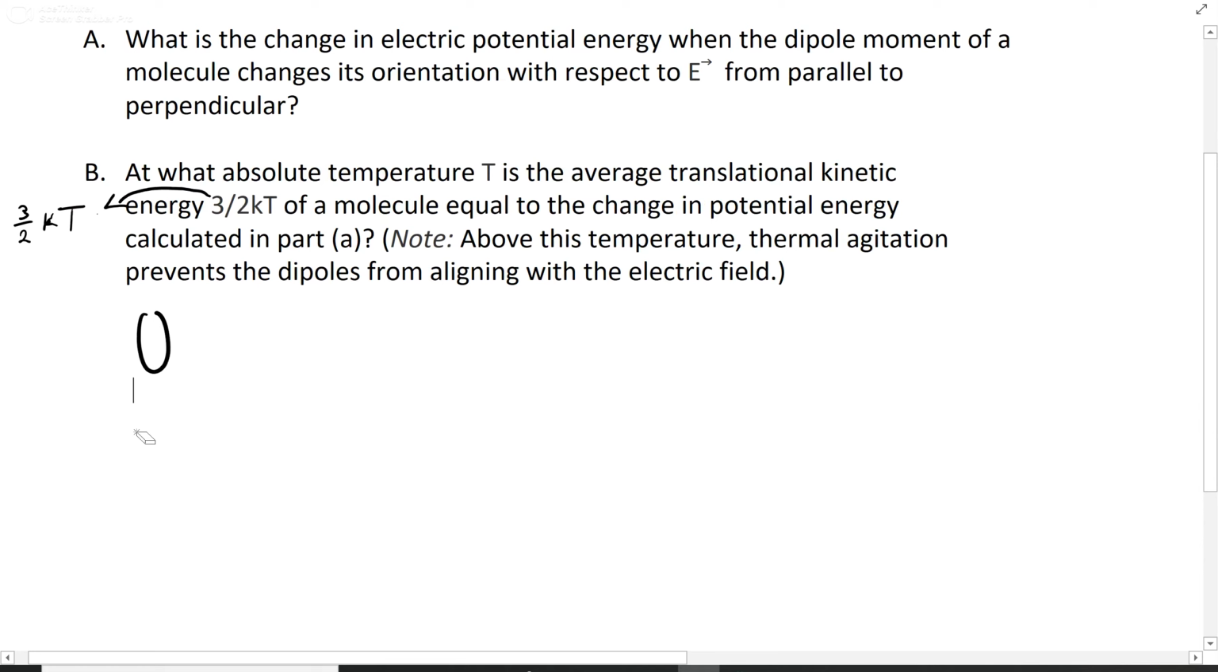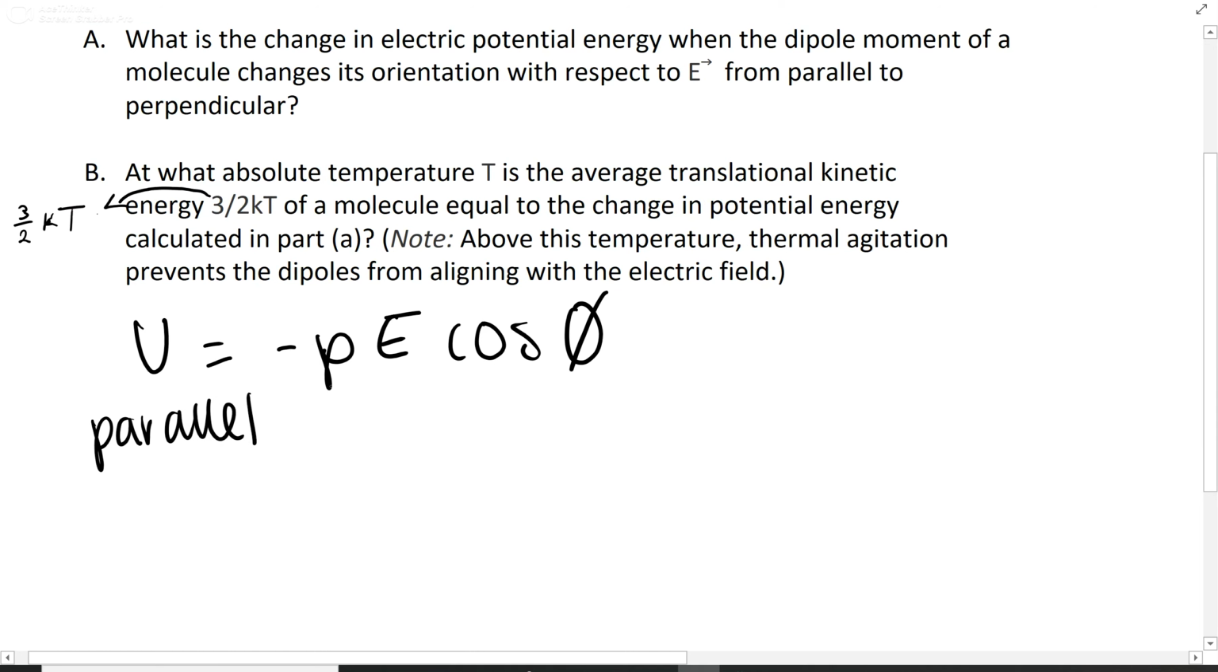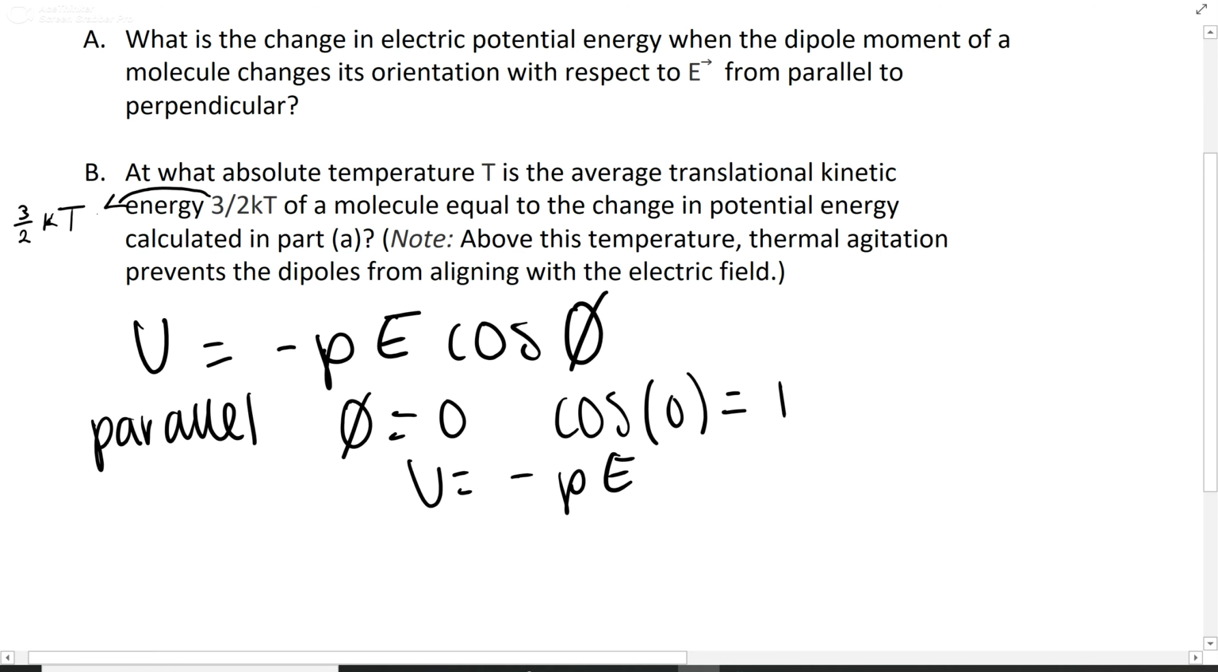this potential energy is equal to negative PE times cosine of phi, where P is the dipole moment, U is electric energy, E is the magnitude of the electric field, and phi is, of course, that angle. So when they are parallel, P and E that is, phi equals 0, and cosine of 0 equals 1, so U is equal to negative PE.